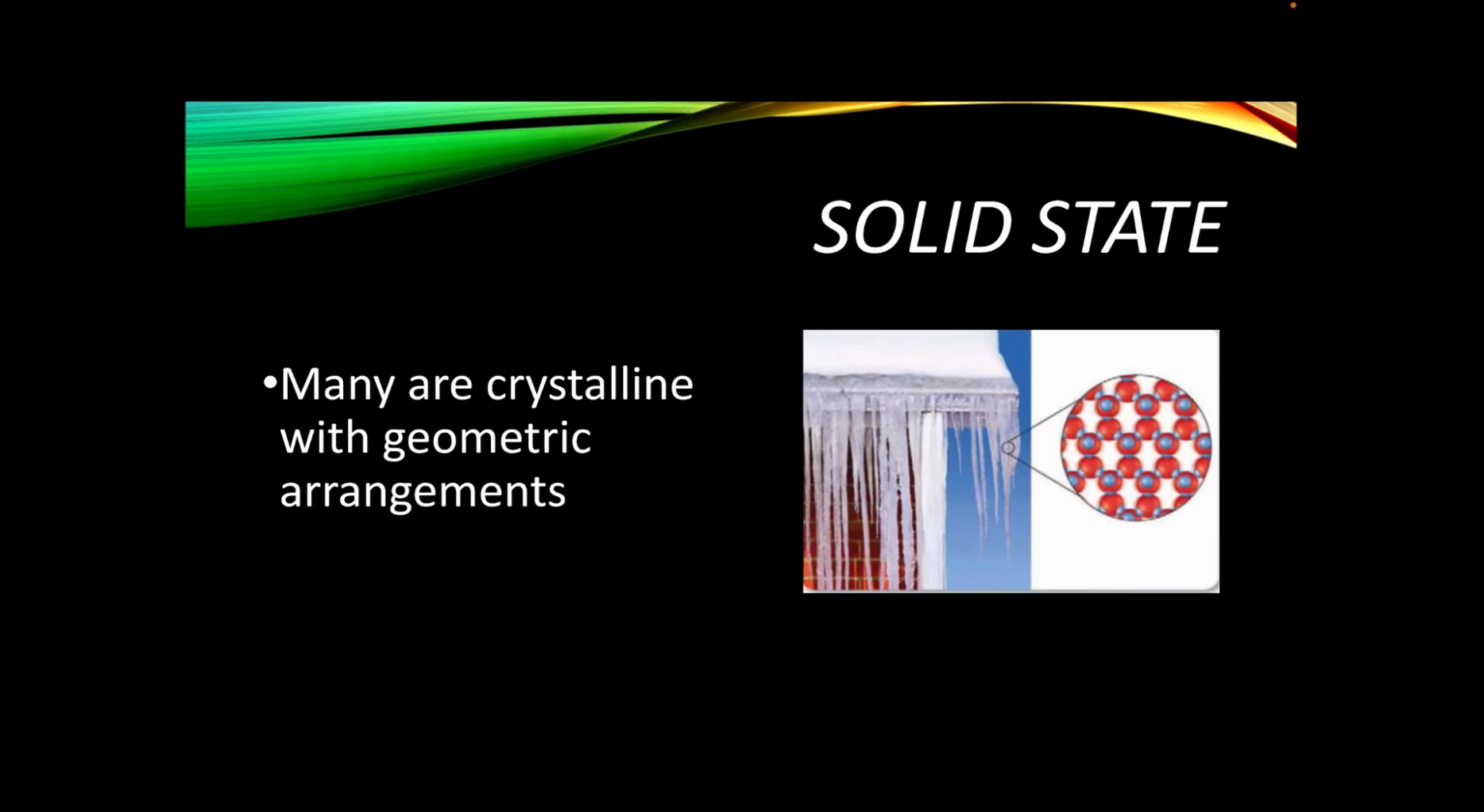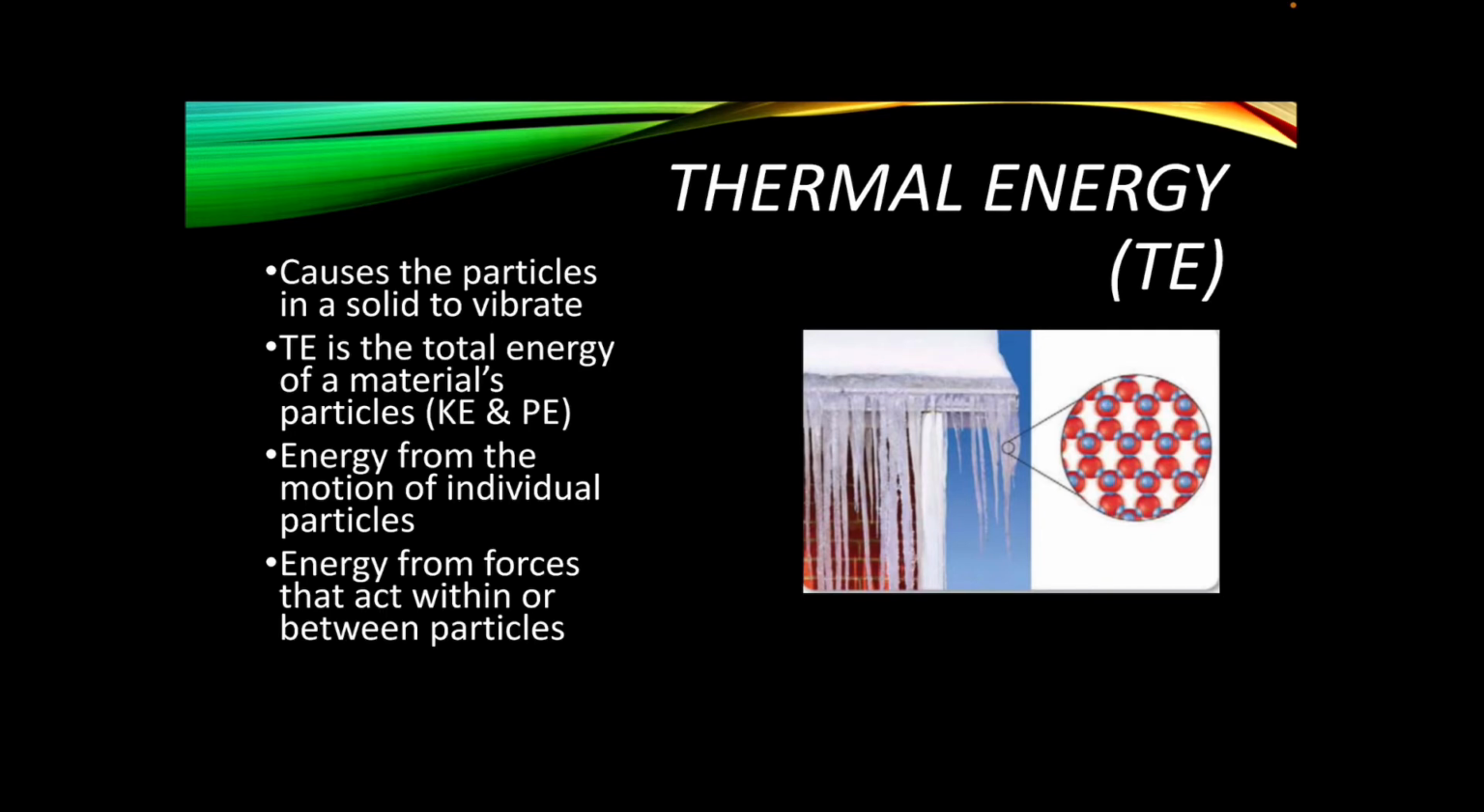Now, a cool thing about the solid state is that many solids have something called a crystalline structure, which basically means that they have a specific geometric arrangement that makes up that solid, whatever you are talking about. And a lot of times when we refer to this, we talk about ice. Ice has a specific crystalline arrangement that does break apart when it melts.